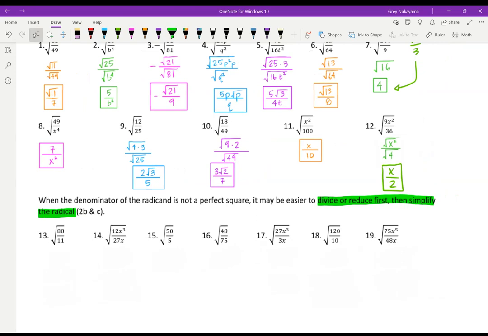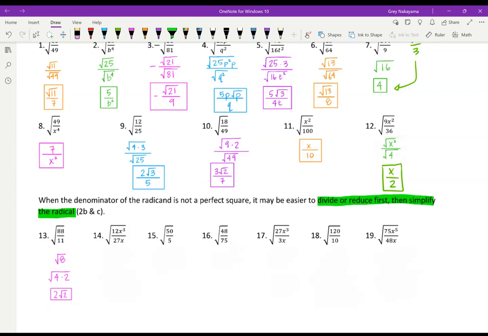So on number 13, instead of dealing with the 11, if I simplify 88 over 11, that is the square root of 8. And the square root of 8 breaks up into 4 times 2, so this becomes 2 square roots of 2.